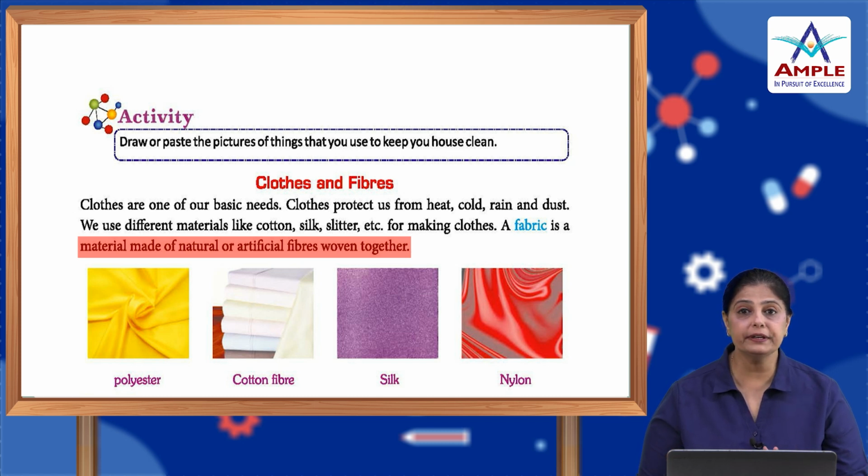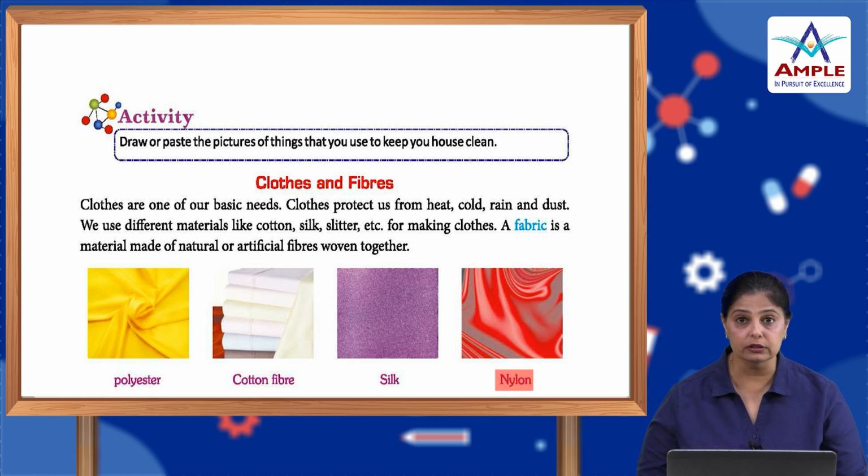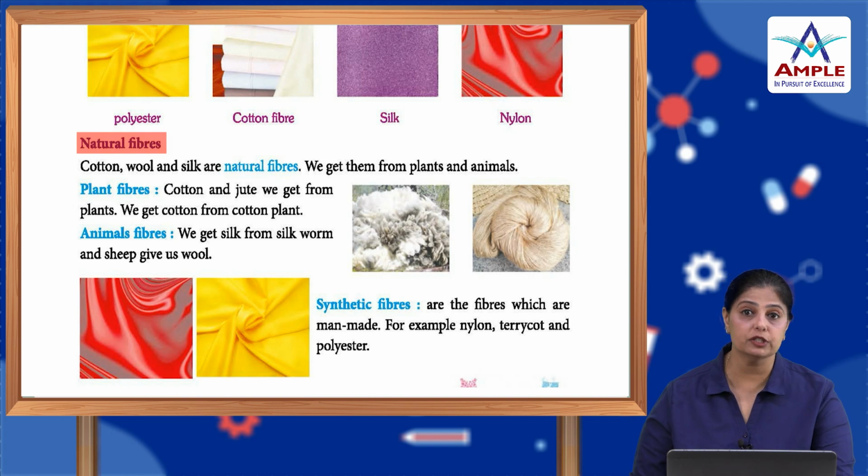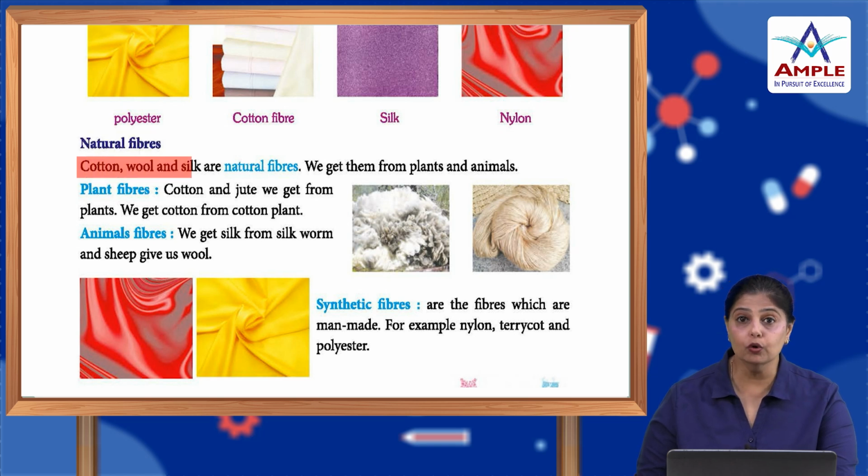Now, there are different types of fabrics. What is a fabric? It is a material made up of natural or artificial fiber, woven together. The different types of fabrics are polyester, cotton, silk, nylon. Let's look at the natural fibers first, wherein natural things available in nature are utilized for making a fabric. Cotton, wool and silk are natural fibers. We get them from plants and animals. So, cotton you get from the cotton plant, wool and silk from animals.